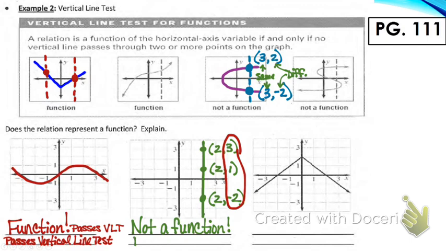This fails the vertical line test. What about this upside down V shape over here? Does it pass or fail? Lauren says it passes. What do you guys think?